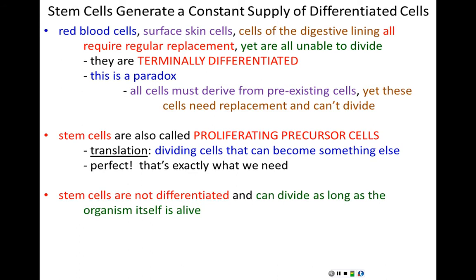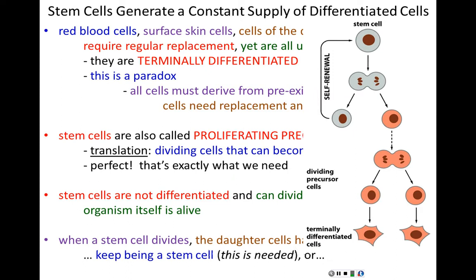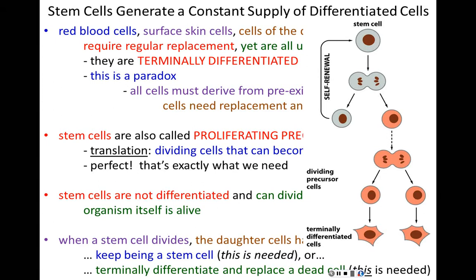Stem cells are non-differentiated cells that can divide continuously. As long as the organism they inhabit is alive, stem cells can continue dividing. When a stem cell does divide, the two daughter cells that result have choices. They can either be a stem cell, just like the mother cell was. And this, of course, is important. We need stem cells. Stem cells are our only source of dividing cells. So we need some stem cells to be still stem cells. But the other choice is to terminally differentiate and become what the dead cell that they're replacing was. And this is needed too. This is why the stem cells are maintained, because we need these cells to divide and differentiate.